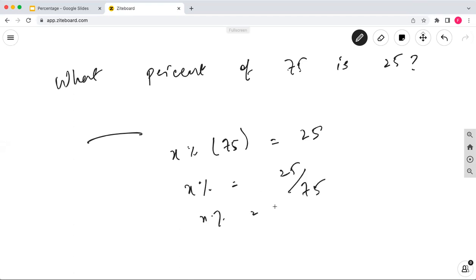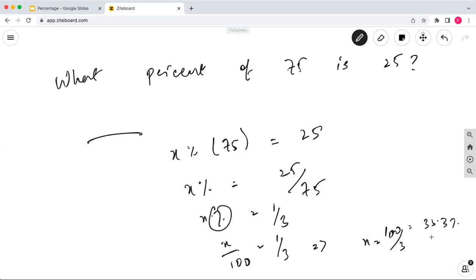This will be 1 by 3. And just convert this into 1 by 100 form. So x over 100 is equal to 1 by 3. And this will be x equals 100 over 3, which is 33.3%. Right? Okay. So the first thing was how can we efficiently calculate a percentage.